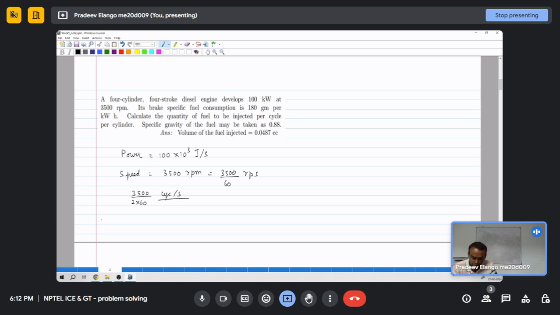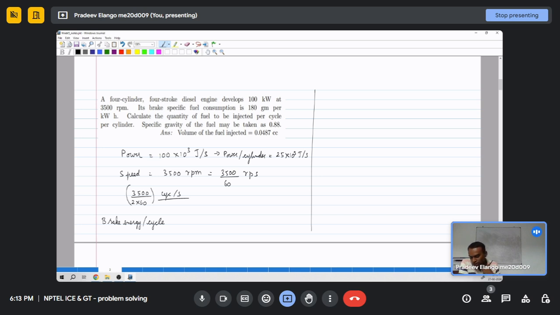Now to calculate the brake energy per cycle, and also that this is a 4-cylinder engine, so that means power per cylinder is 25 into 10 power 3 joules per second, because only with 4 cylinders we were getting 100 kilowatt, so for each cylinder we will get only 25 kilowatt. And speed is given. From speed we have calculated the cycles per second.